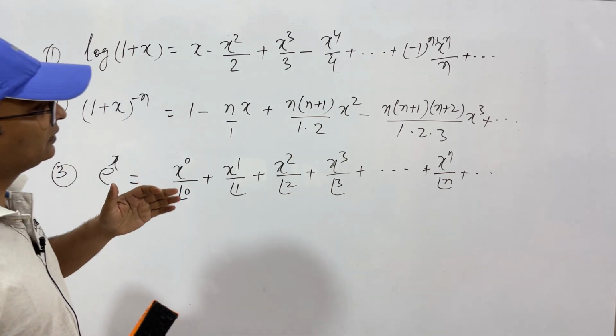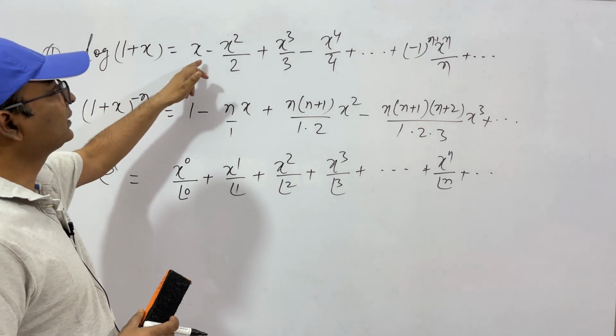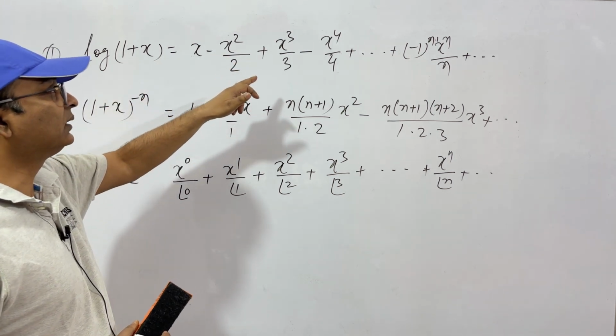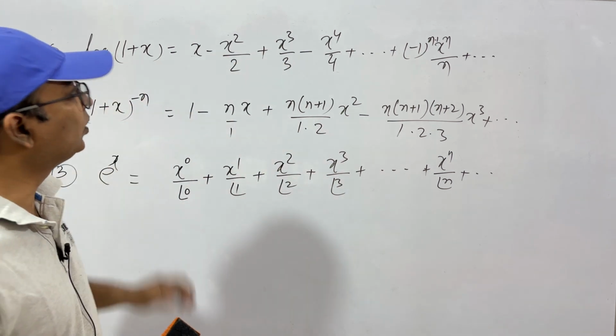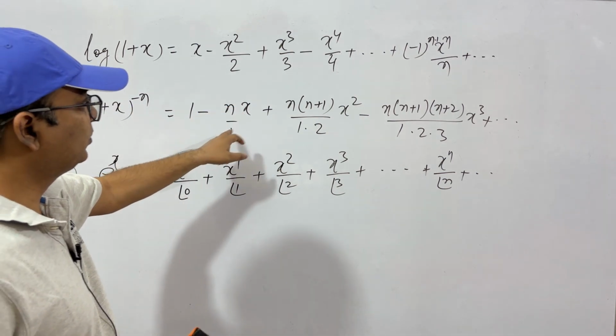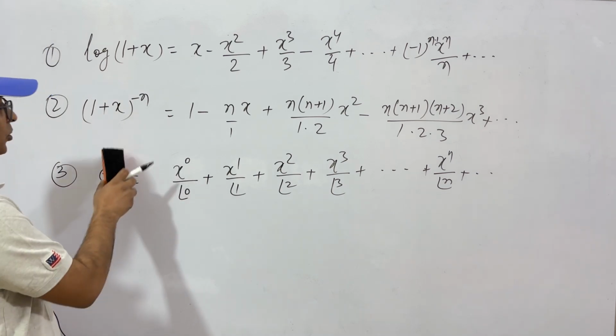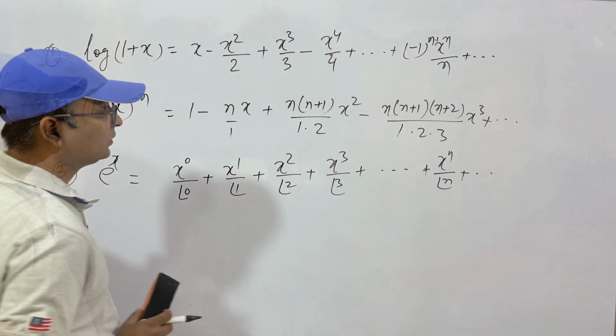There are several expansions that you should learn by heart. For example, log 1 plus x, it is x minus x square by 2 plus x cube by 3 minus x4 by 4 and so on. 1 plus x to the power minus n, it is 1 minus n x by 1, n into n plus 1 by 1 to 2 x square minus and so on, this way. E to the power x, it is this, okay.